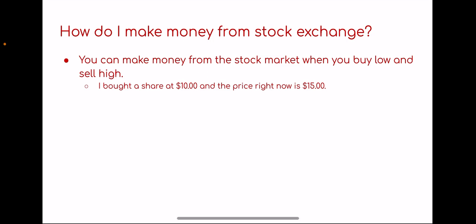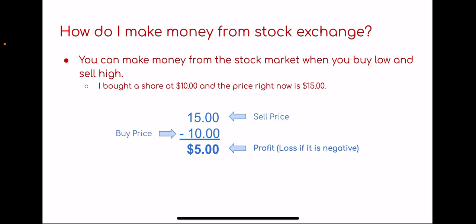So, how do I make money from the stock exchange? You can make money from the stock market when you buy low and sell high. For example, I bought a share at $10, and the price right now is $15. So, it will be 15 minus 10, and it will equal 5. So, 15 will be my sell price, $10 will be my buy price, and $5 will be my profit. It will be a loss if the number was a negative. So it will be sell price minus buy price equals profit or loss. So it is important to know sell price minus buy price equals profit. In this case, I gained $5 in profit.